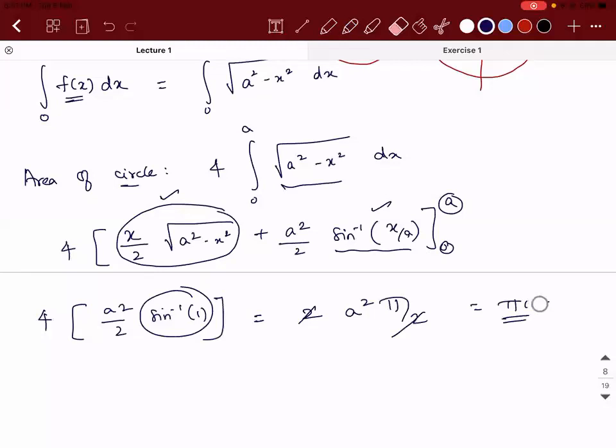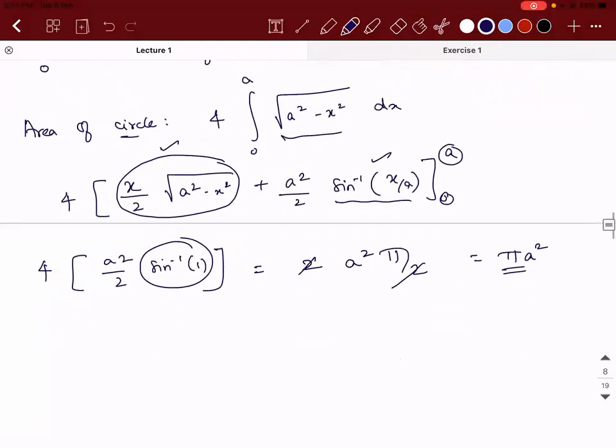Right? Am I clear? So this will be the radius of the circle. This will be the area made by the circle with the x-axis. Listen, is that clear? So Rohan, you asked me, right?